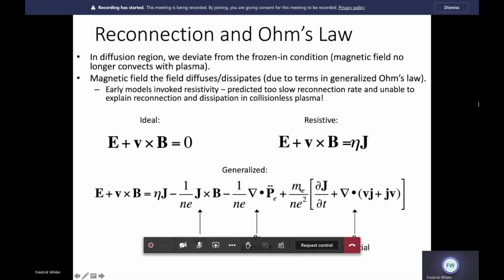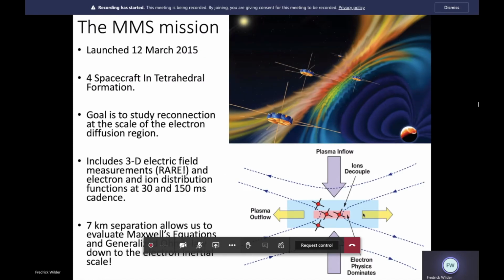So that's sort of the big mystery of reconnection, is what facilitates the energy transfer, the electron pressure or the inertia, or some combination. So to solve this, NASA launched a mission called MMS. It's 4 spacecraft in a tetrahedral formation that probes the Earth's magnetosphere. Here it is at the magnetopause, the day side. And you can see they're spaced to try to probe down to this electron diffusion region scale. The electron diffusion region is probably about 1 kilometer thick. The ion diffusion region, this is not to scale, is going to be like 100 kilometers thick.